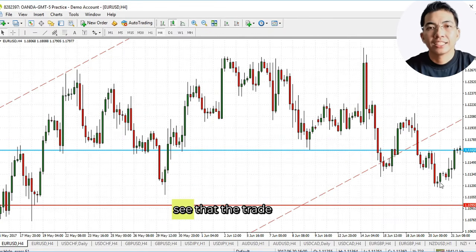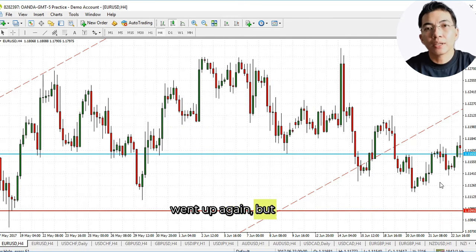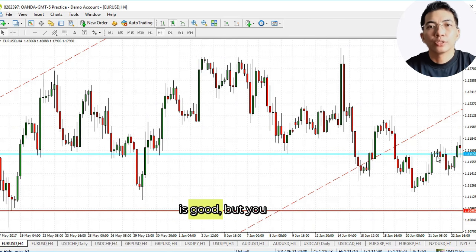Going on, I can see that the trade went up again, but honestly I wouldn't be too happy about that, because okay, my trade is going up again, it is near my entry level and this is good, but you can see that it is outside of the uptrend channel, and this is not very good. I don't expect the price to be 100% of the times in my channels.